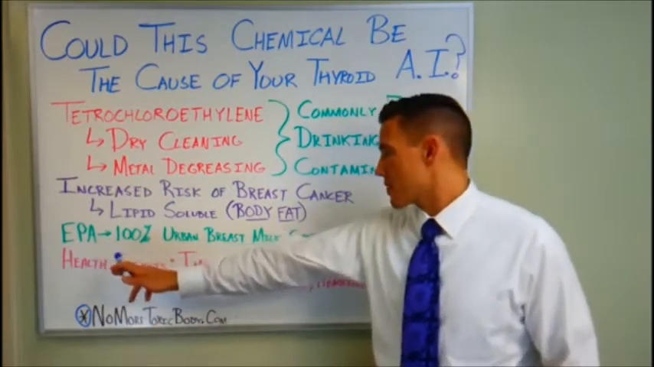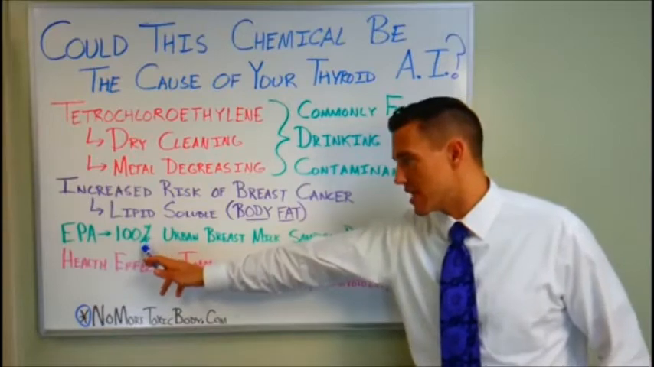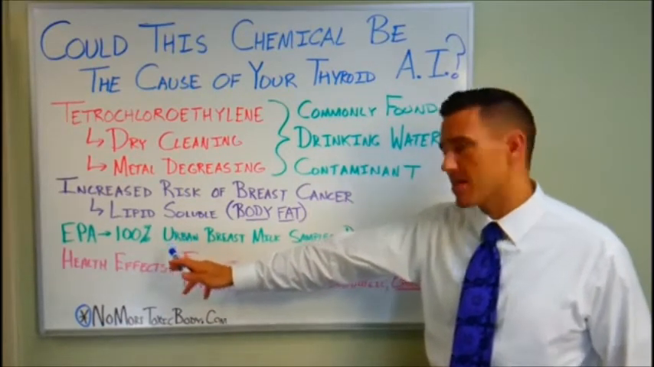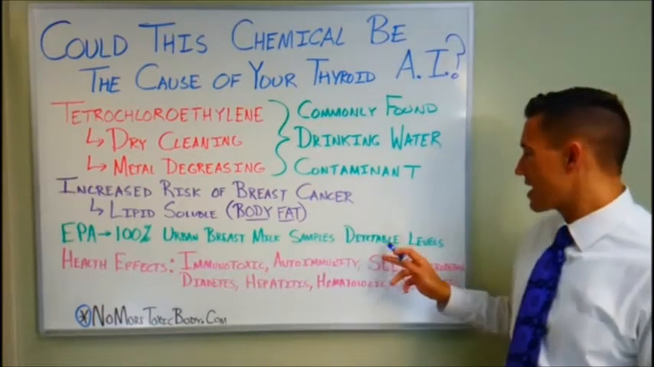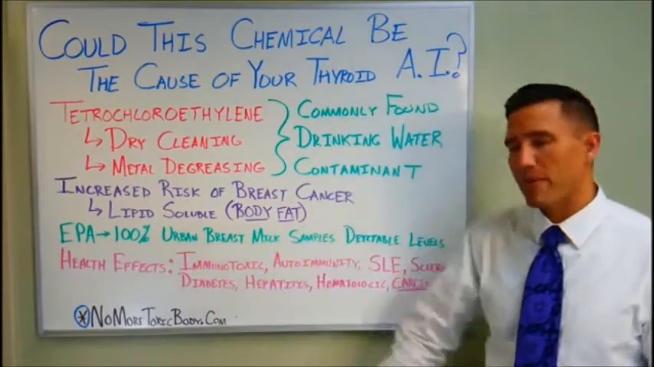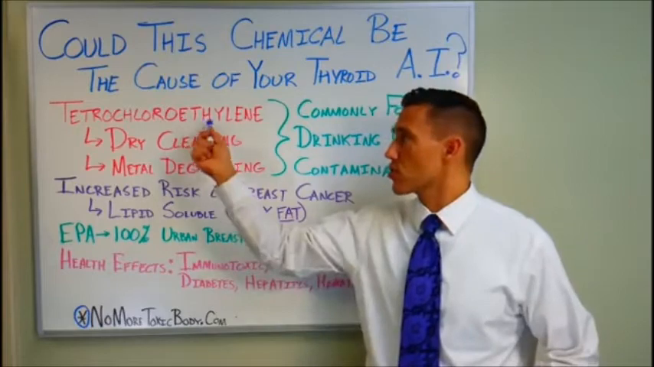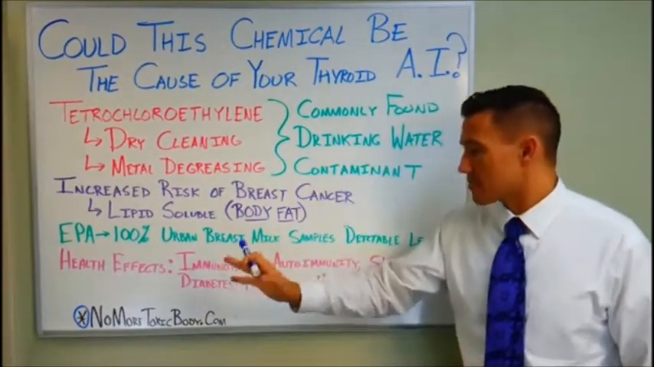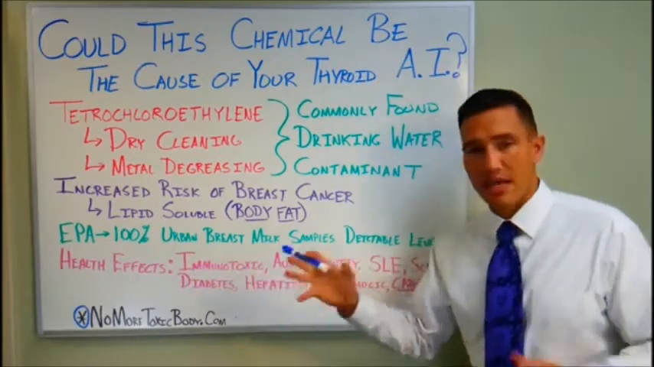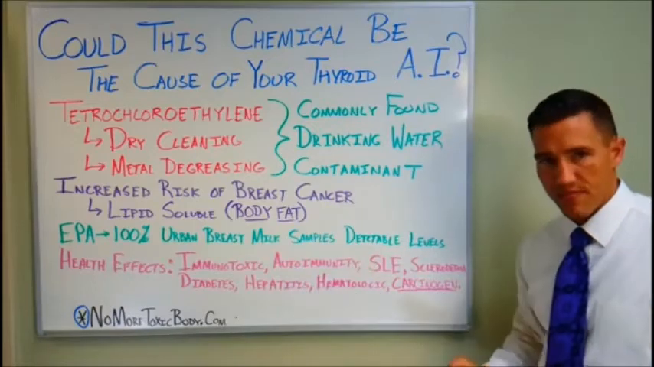Okay? So the EPA found that 100% of mothers that they checked in an urban setting had detectable levels of tetrachloroethylene in their breast milk. Something that's known to be toxic to the immune system. Immunotoxic means it's toxic to the immune system. It's known to promote autoimmunity.